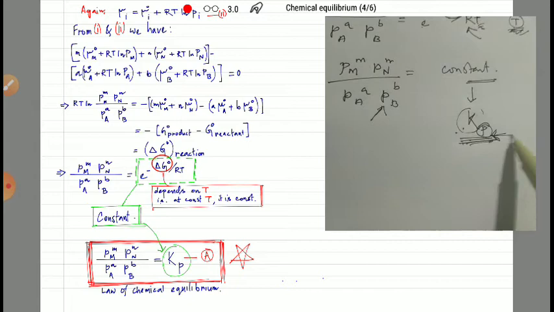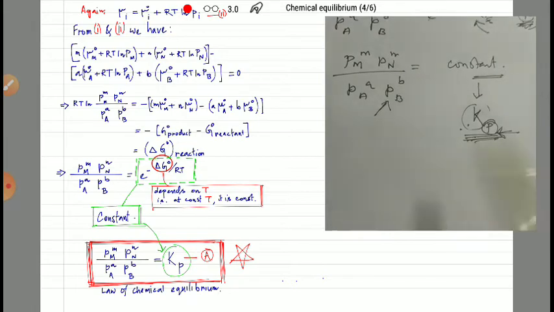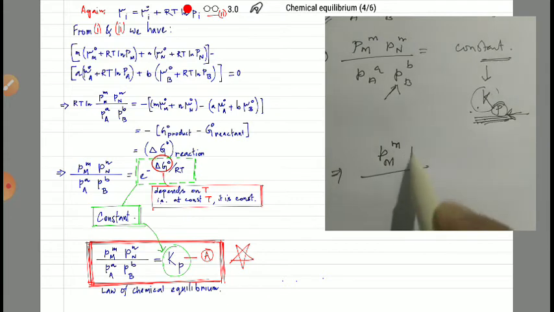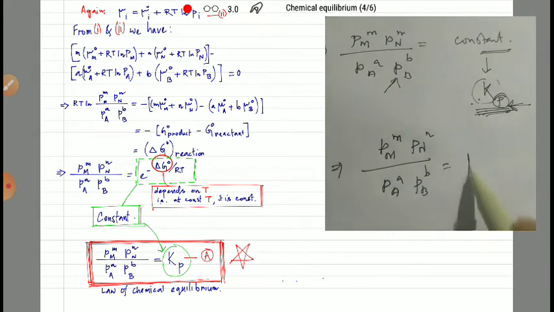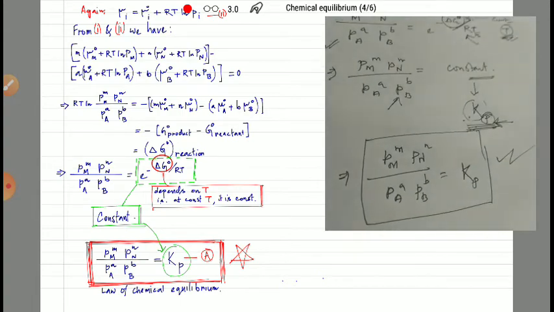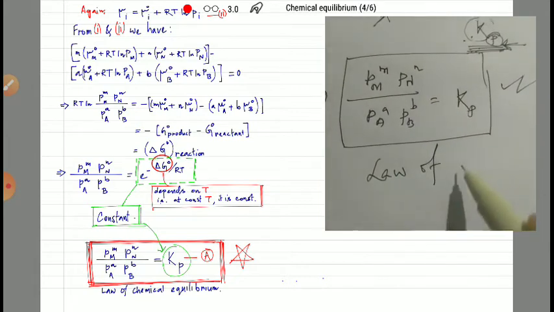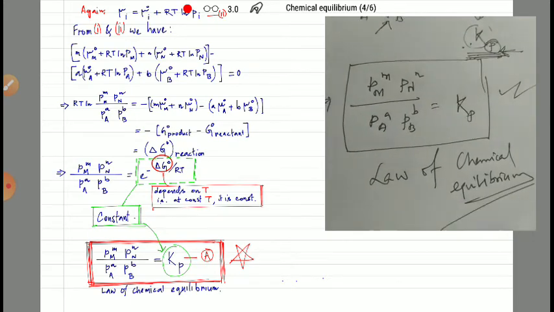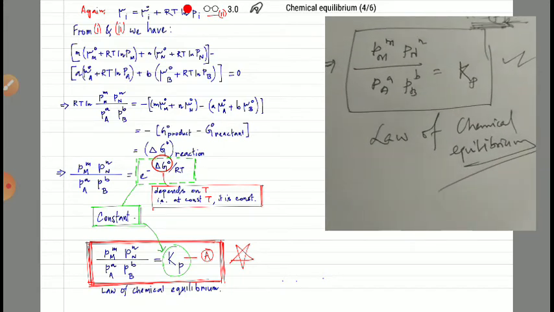Here we measure the pressure to define the state of the gas. So Pm to the power m, Pn to the power n divided by Pa to the power a, Pb to the power b is equal to Kp, and this is the law of chemical equilibrium.